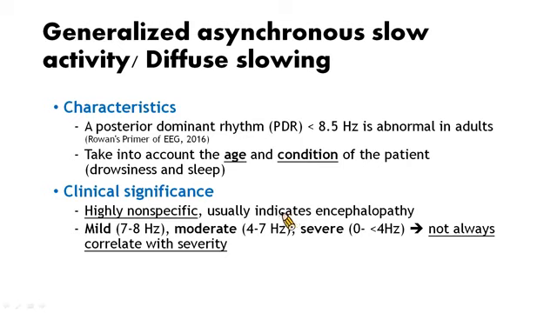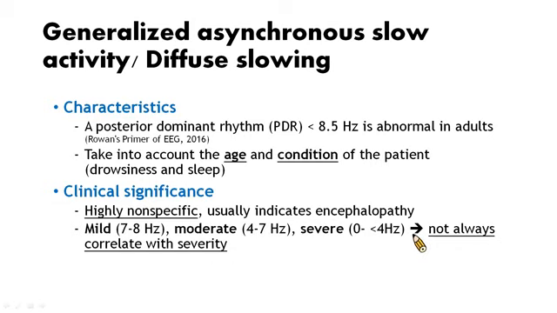Diffuse slowing is highly nonspecific. It usually indicates diffuse encephalopathy. The severity includes mild, which means 7 to 8 Hz, moderate, 4 to 7 Hz, or severe, less than 4 Hz. But the frequency is not always correlated with the severity.